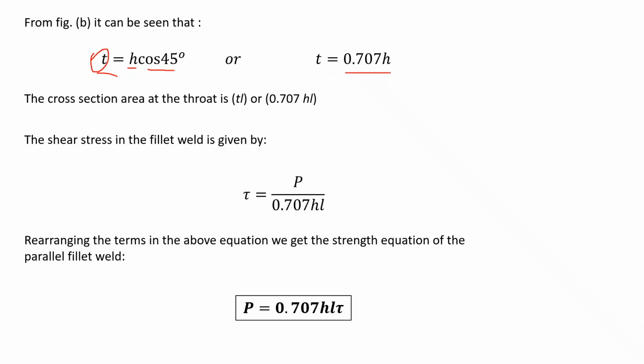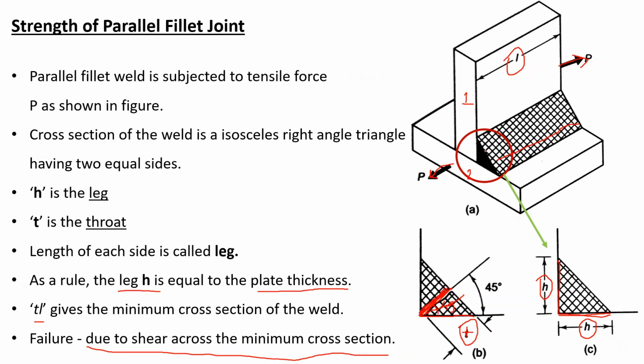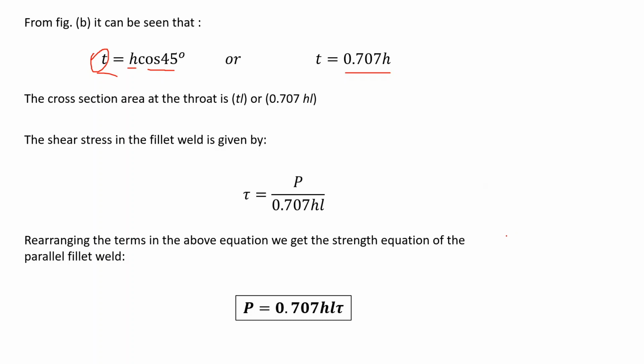So your throat of the weld is equal to cos 45 times leg of the weld, which is equal to 0.707 times H. Now, as you can see in this figure, there is only one parallel fillet weld, whereas in general practice there are two parallel fillet welds. So this equation is valid for a single parallel fillet weld. Now what is this equation giving us?